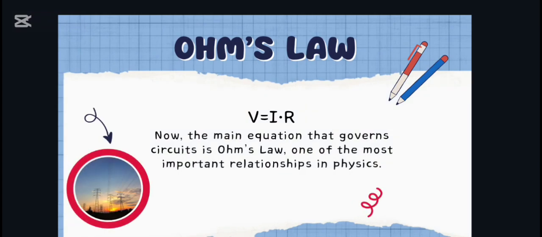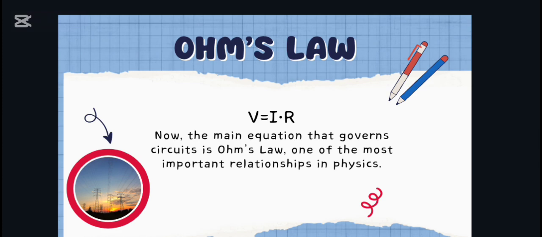Now we have Ohm's law, the equation that governs the circuits. The main equation of Ohm's law is voltage equals current times resistance. Voltage is measured in volts, I, that is current, in amperes, and resistance is in ohms.